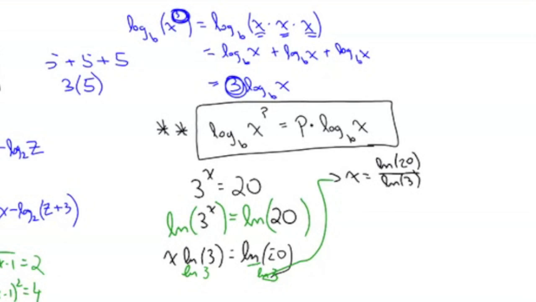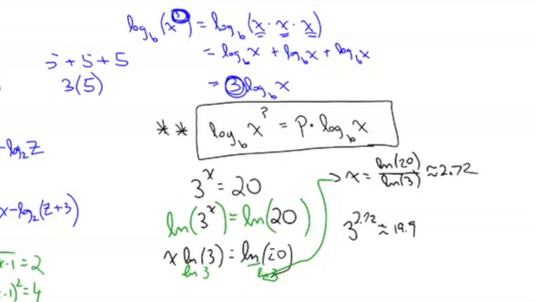So tell me the answer. I got 2.72. 2.72 approximately? 2.72. Now, what is that saying? Well, it's saying that if I take 3 and raise it to 2.72, the answer better be really, really close to, remember it's approximated, so it's going to be really, really close to 20. So what's 3 raised to the 2.72? 19.9, which is really, really close to 20.